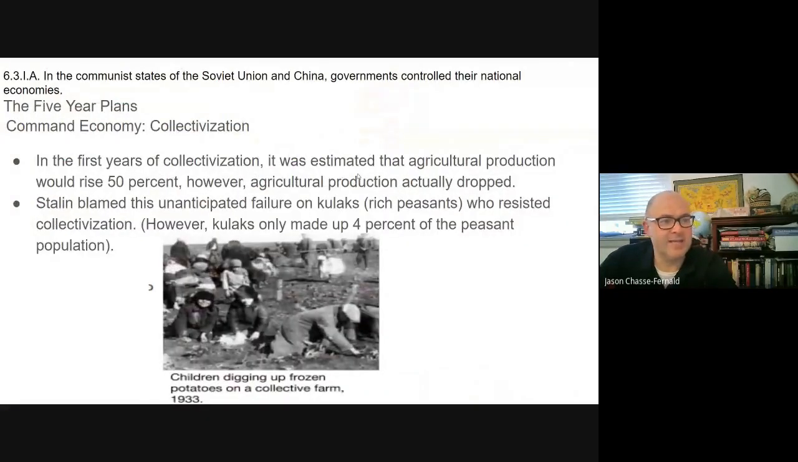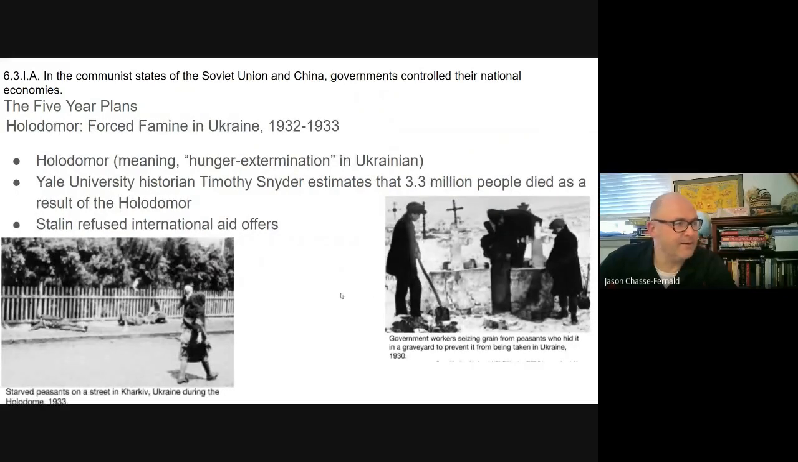Okay, other stuff here. In the first years of collectivization, estimated agricultural production would rise 50%. However, it actually dropped. Stalin blamed the kulaks, the rich peasants who resisted collectivization, hence they become our target group, for better or for worse.